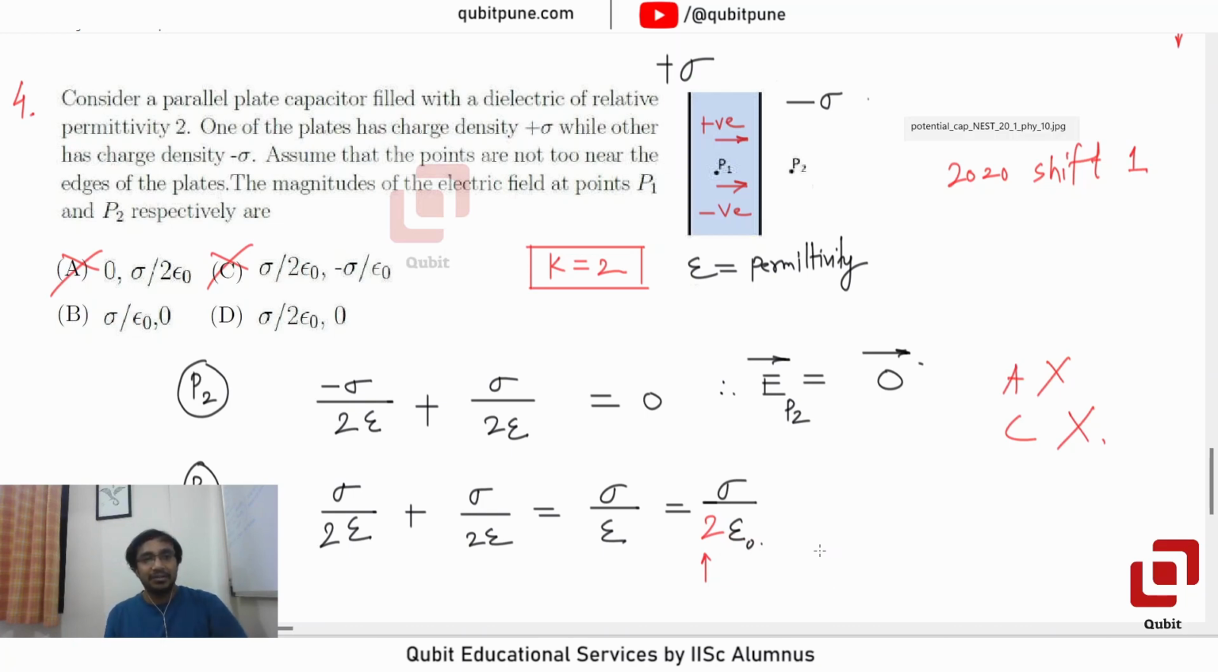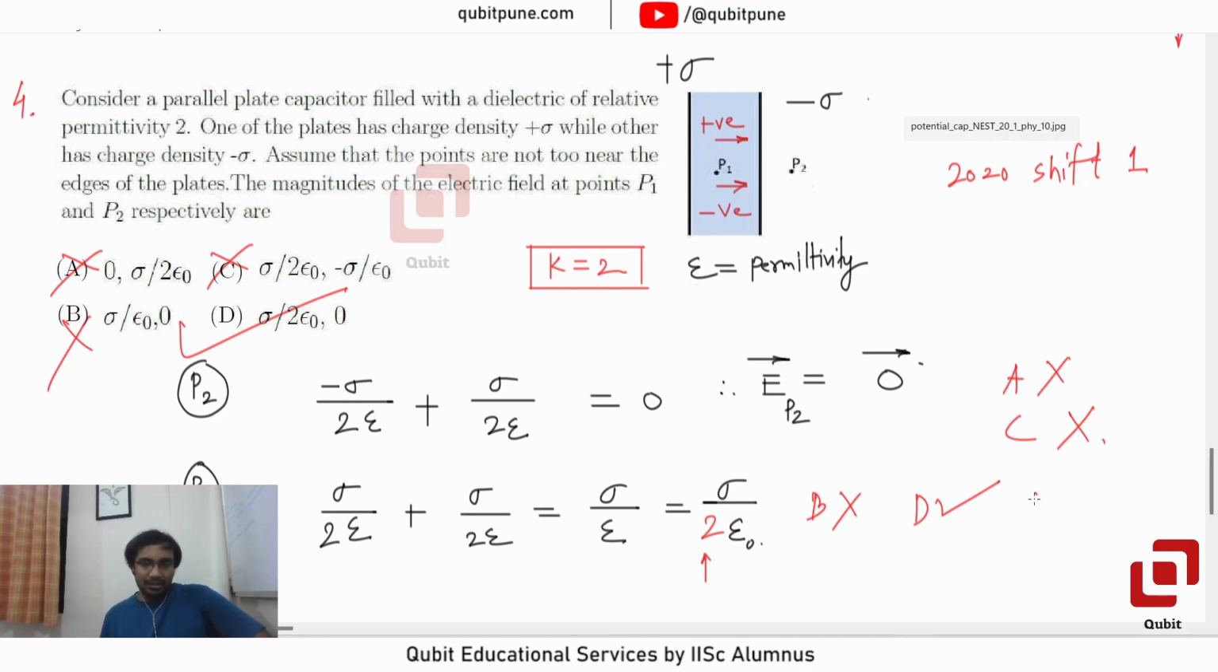So which option is right? Sigma by epsilon naught, no, that's not right. D is right. B is not right. D is right. Raise your hands if you have understood this.